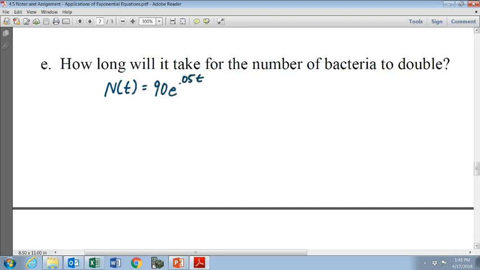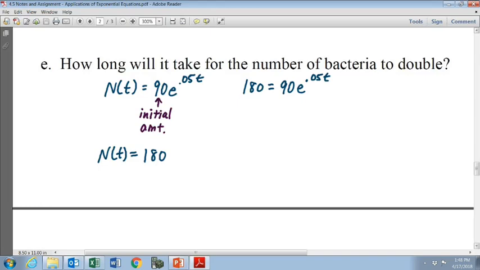Here's our formula. Our starting amount or initial amount is 90. Well, if it's going to double, that means n of t is going to be 180. So let's go ahead and plug 180 in here. And so now we need to solve for t. So this problem now is a lot like the one we just did. We're going to need to divide each side by 90.